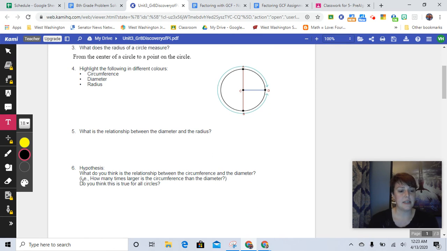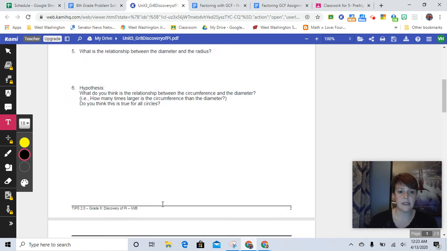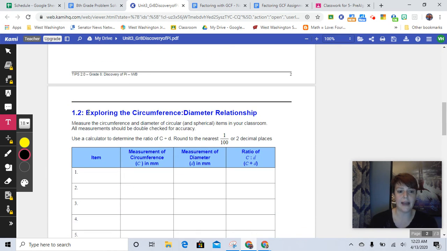Number 6, what do you think is the relationship between the circumference and the diameter? So how many times larger is it all the way around the outside than the length of the diameter? And do you think that this is true for all circles? And that's what's going to lead us into our exploration.